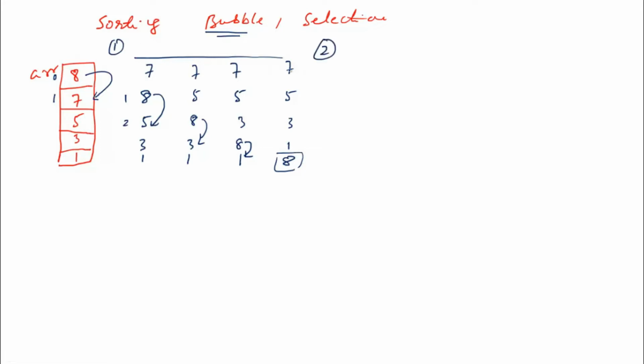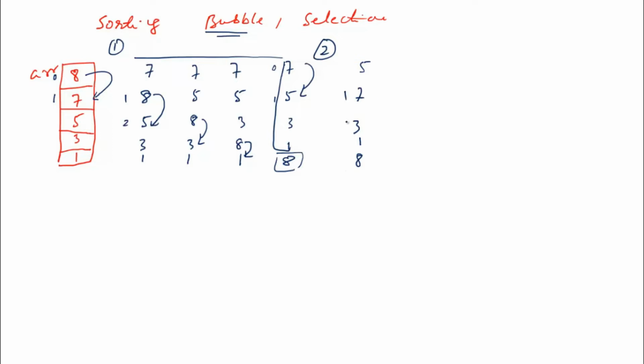Now the second iteration. Again it starts from the 0 position and the 1 position. This last element is the final array and will not be taken here. It will check 0 and 1: position 0 has 7 and position 1 has 5. Obviously 7 is greater than 5, so it will swap. Now it will be 5 and 7, then 3 and 1 as they are. So 8 will not be checked here.